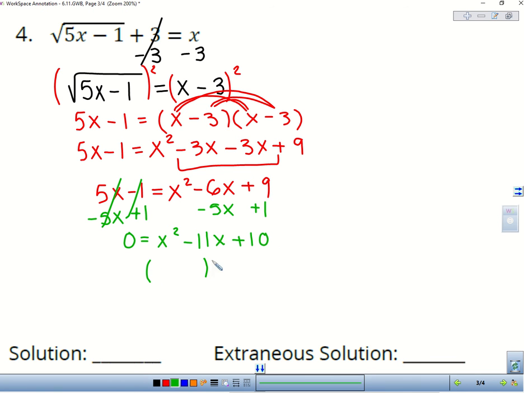And now we're looking for factors of 10 that add up to negative 11. Any ideas? Negative 10 and negative 1. Good, negative 10 and negative 1. And then I need to set each of these equal to 0, which gives me x equals 1 and x equals 10, right?